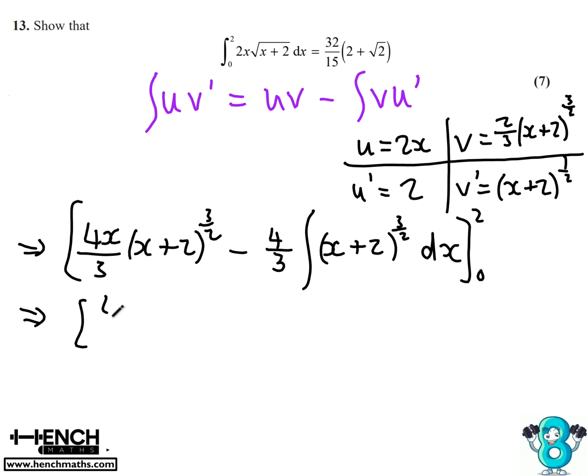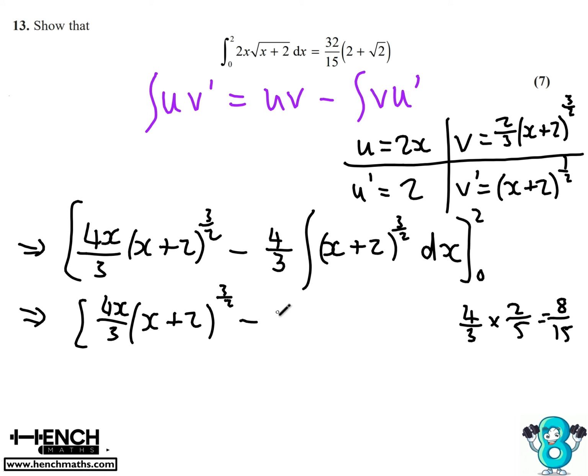So we're going to get 4x over 3. This will remain unchanged. So we're going to add 1 to the power, so that will become 5 over 2. And then we're going to divide by 5 over 2. So effectively what we need to do is 4 over 3 divided by 5 over 2. So it's going to be the same as multiplying by 2/5. So that's going to give us 8 over 15. So it's still going to have the negative here, so it's going to be subtract 8 over 15. And then we added 1 to the power, so we've got (x plus 2) all to the power of 5 over 2. And our limits 2 and 0.